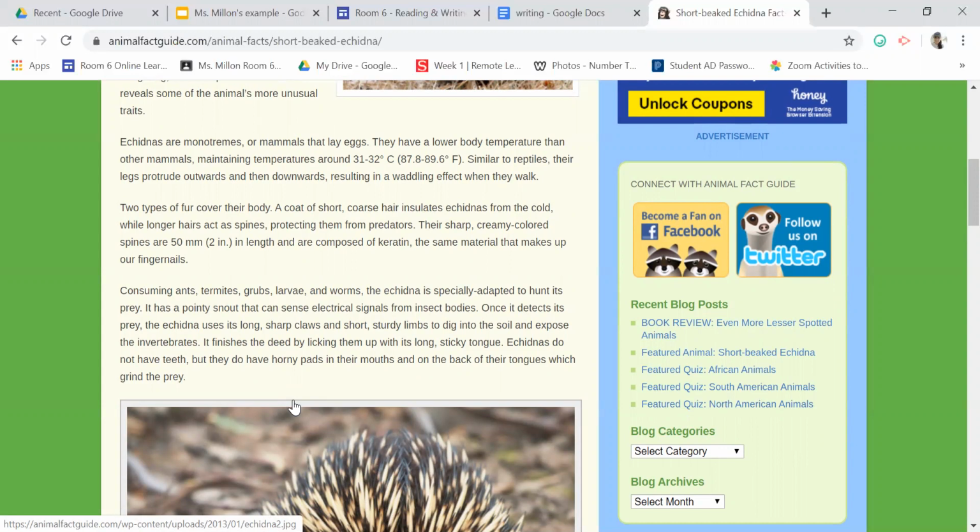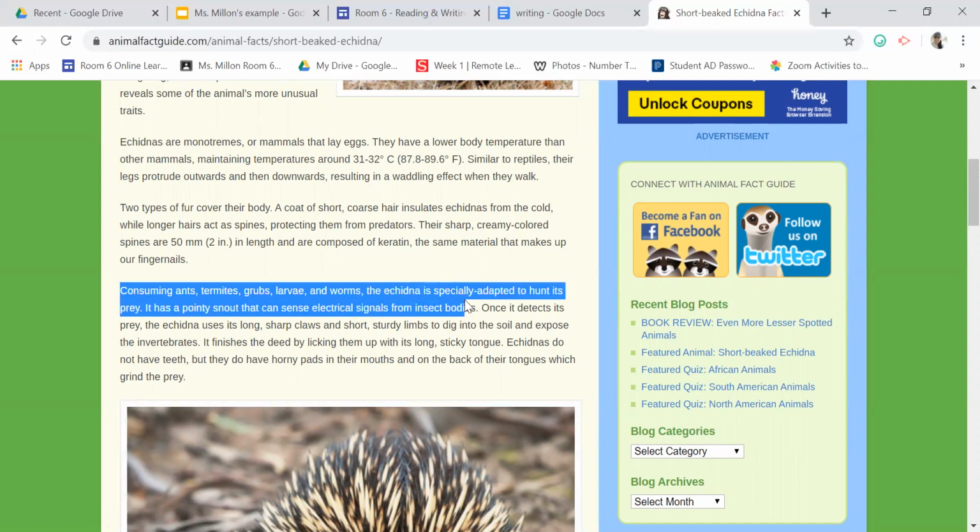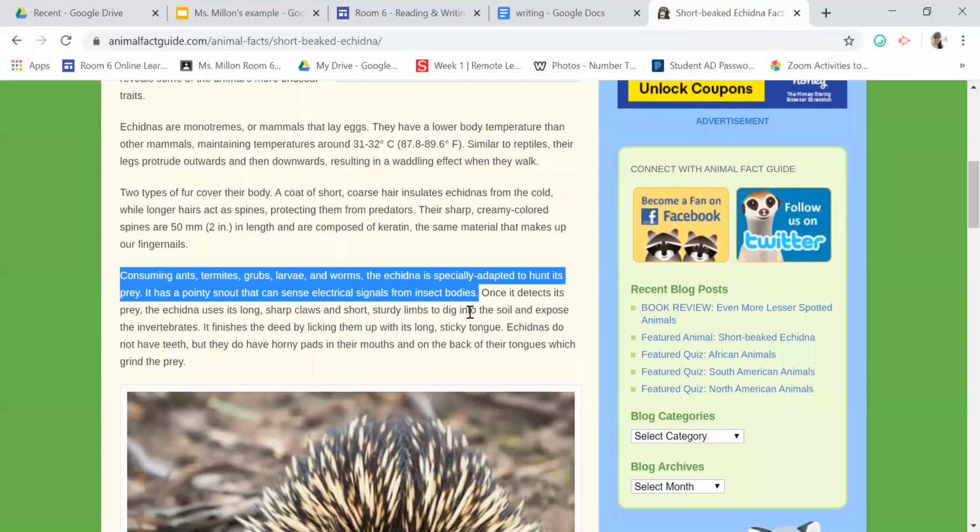Okay, I'm going to stop there. This definitely is relevant. It's telling me it has this special adaptation. Well, what is this special adaptation that it has? Well, it's talking about how it's an adaptation that it uses to eat and to hunt. And it says here that it has a pointy snout. So I'm guessing a snout would be more like a nose, right? That can sense electrical signals from insect bodies.